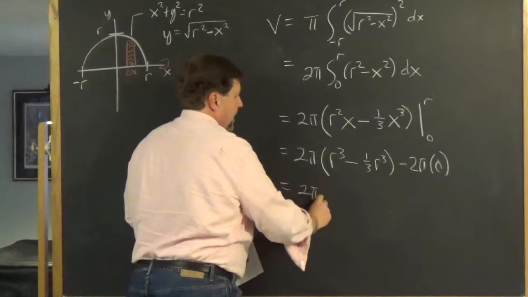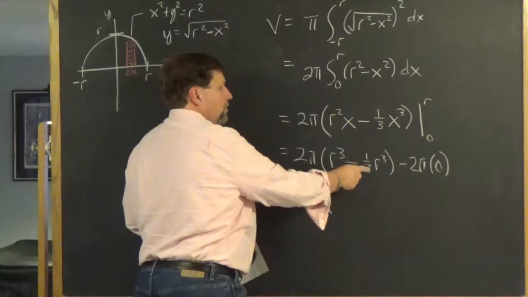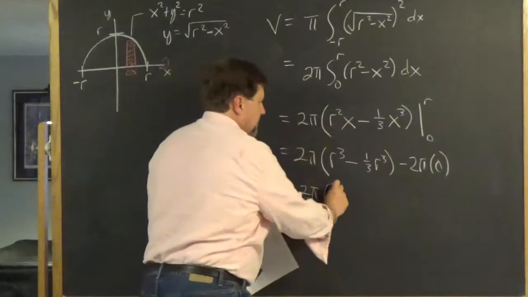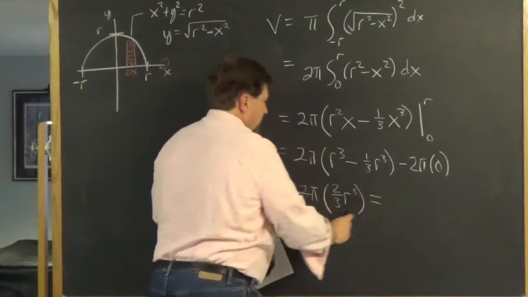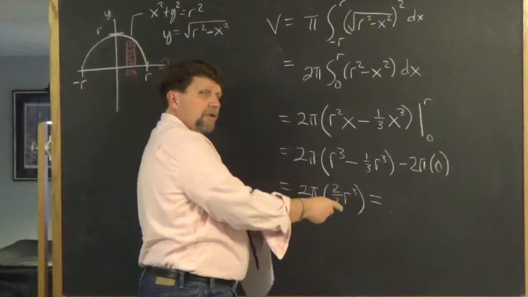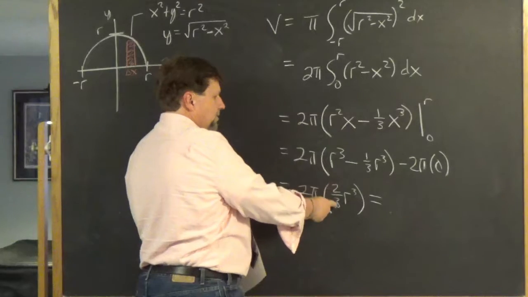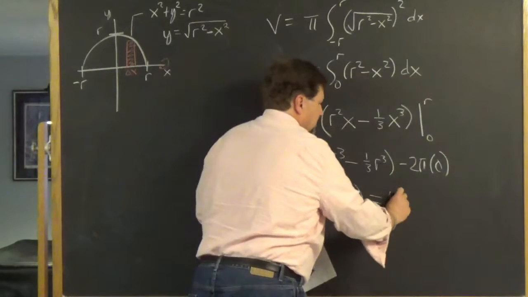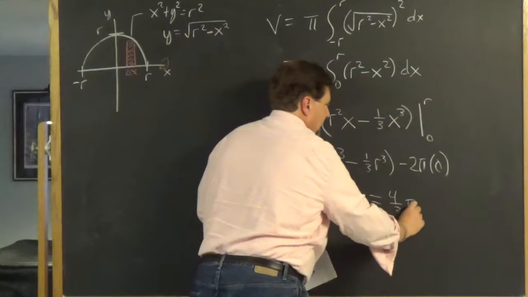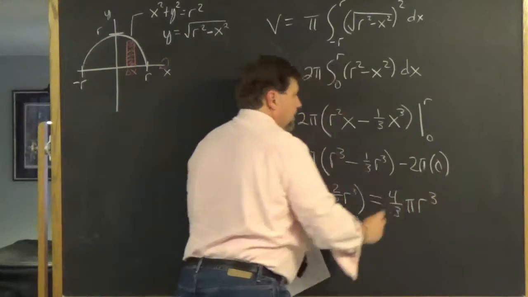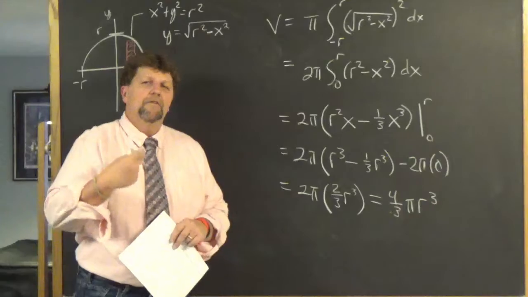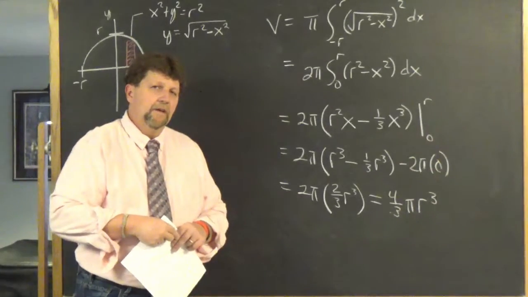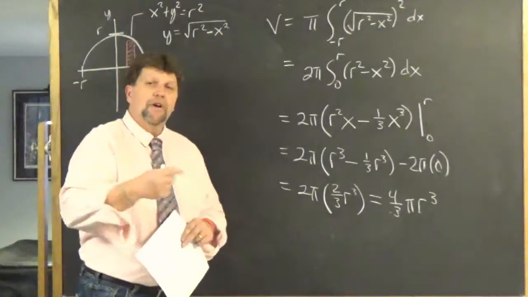with 2 pi times r cubed minus 1/3 r cubed, which is 2/3 r cubed. And when we take 2 pi times 2/3 r cubed, 2 times 2/3 gives us 4/3 pi r cubed, which we recognize as the formula for the volume of a sphere. So that's all there is to this one.